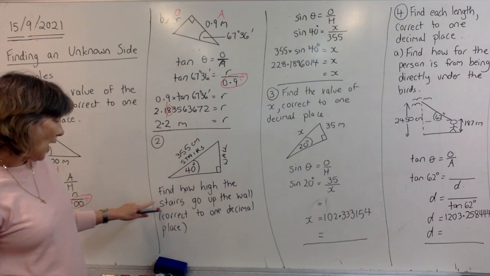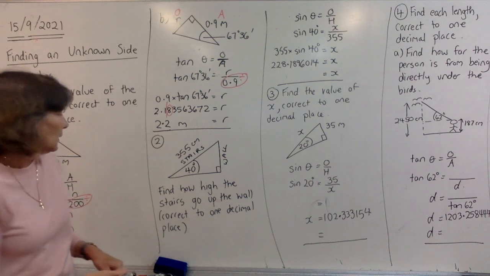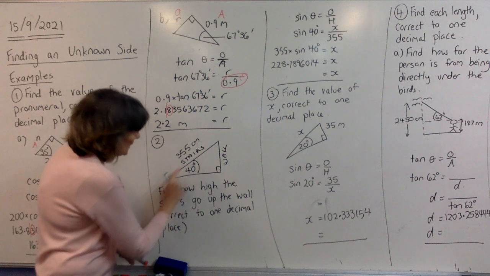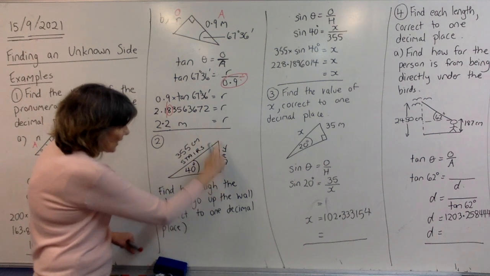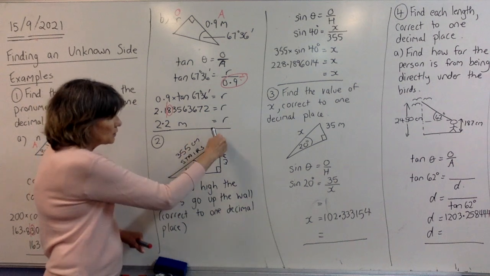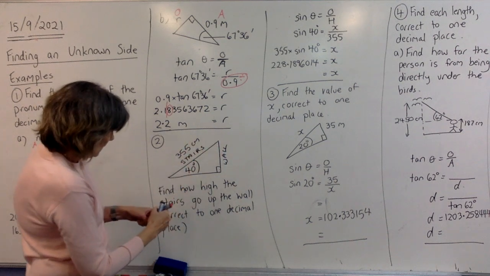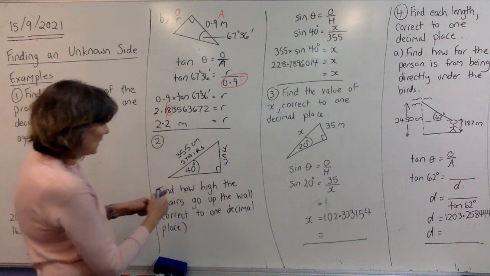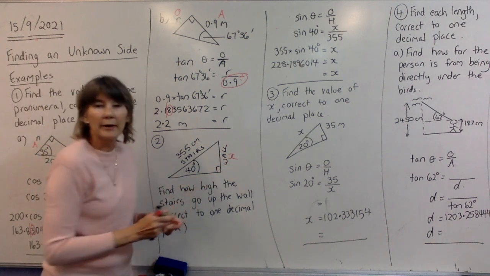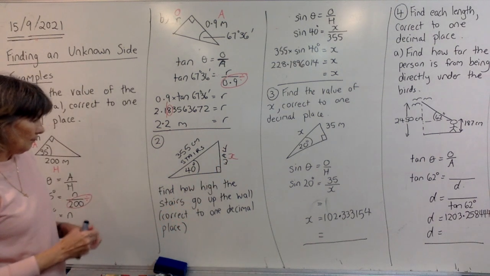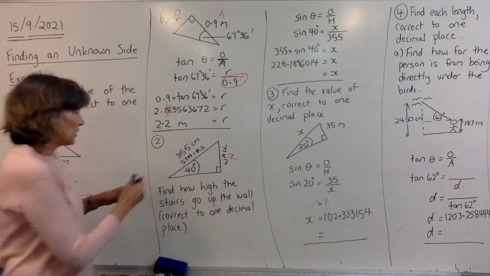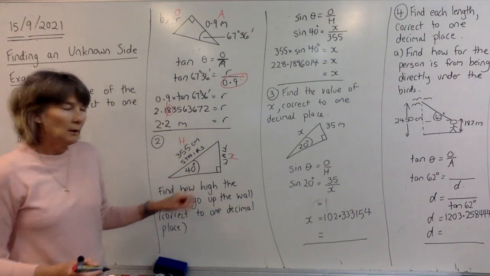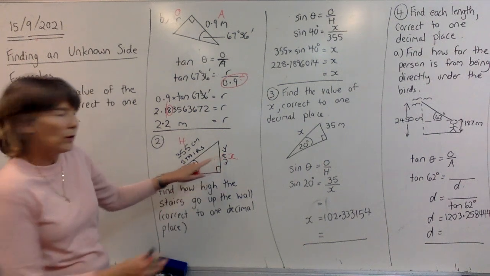We're finding how far the stairs go up the wall. So here's your wall, here's your stairs going up. So we want to find that distance there, how far those stairs reach up the wall. So we're going to write down that that's x. Just write it on with the red pen. Now looking at it, we have this side here, which is our hypotenuse. And this side here that we're looking for is our opposite.